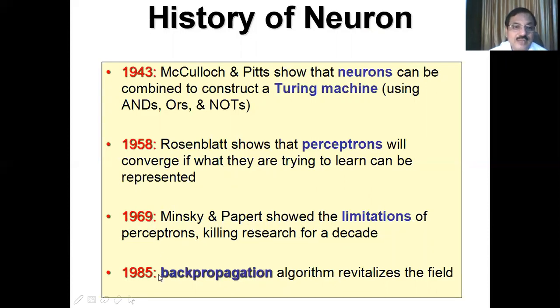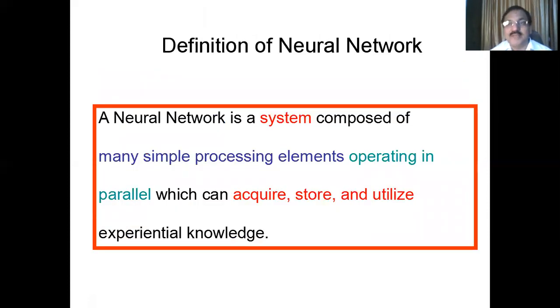Then after a long gap, in 1985, the backpropagation algorithm revitalized this field. It means that if the output is not as per the expectation of the input signal, then you can feed the signal back to the original input, modify it, and take the output. So it is backpropagation.